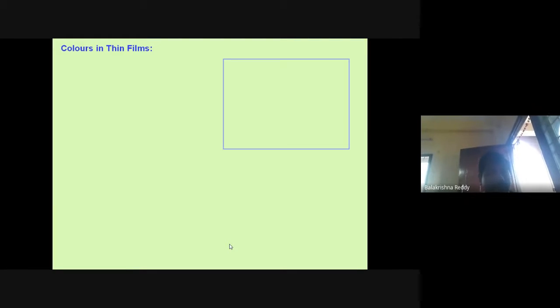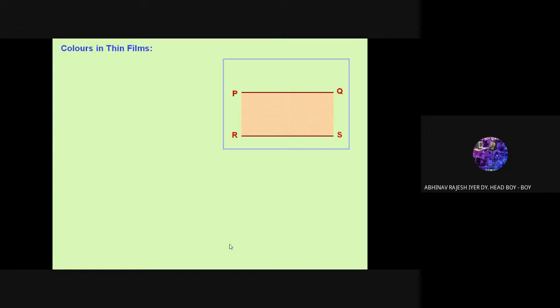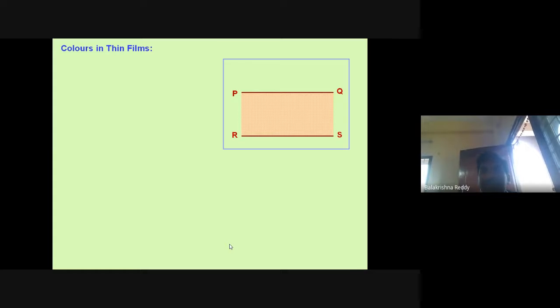Colors in thin films. This is one thin film. In the previous class we discussed that if an oil drop falls on the water surface, you will find VIBGYOR colors on the surface of the oil drop. That is because of the interference of the light. Same way here also, this is one film I am taking. There the oil is a film, here it is one film I am taking.